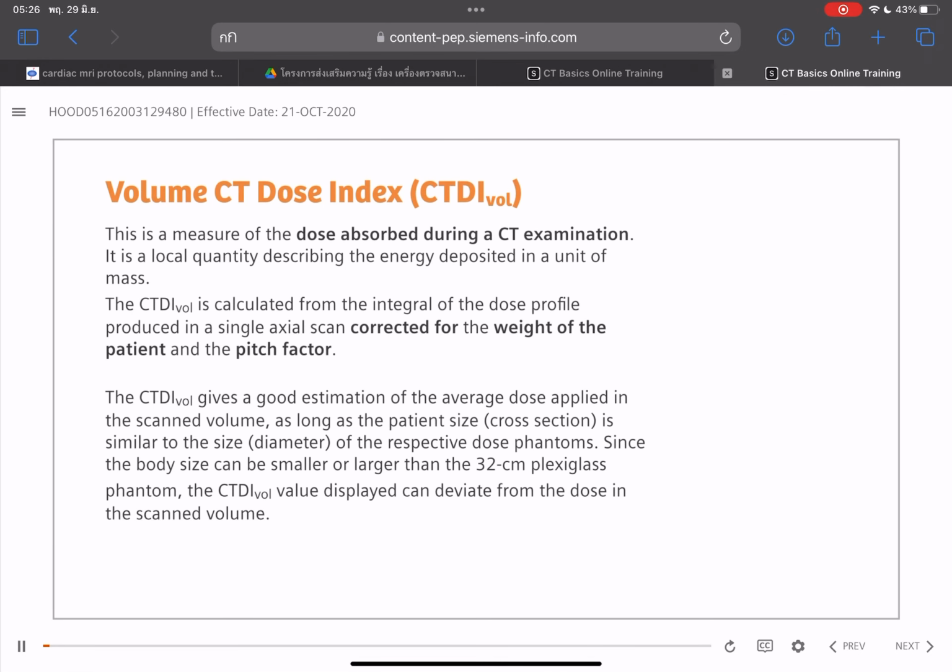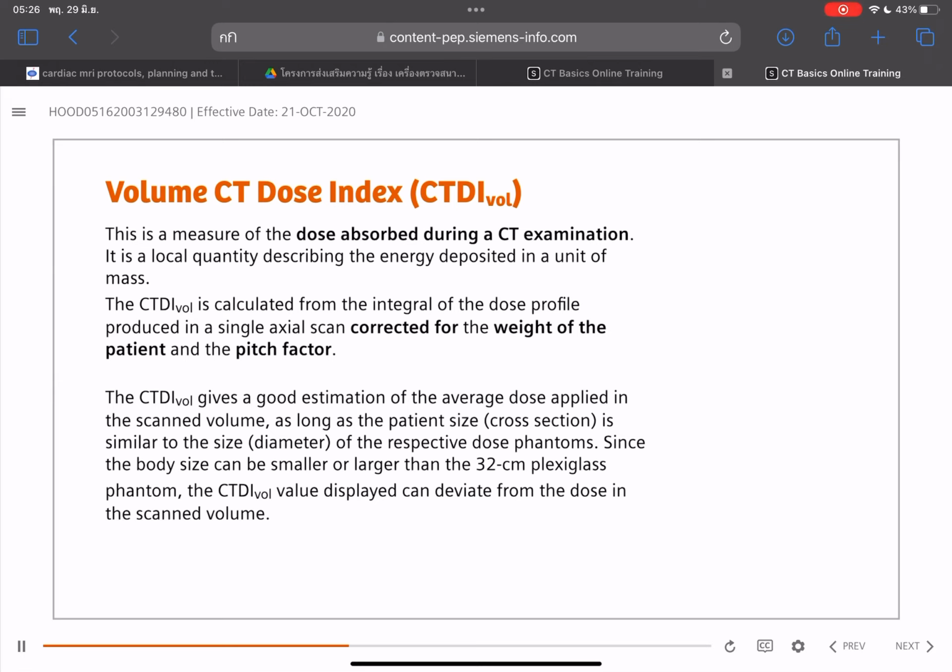The CT-DI volume is a measure of the dose absorbed during a CT examination. It is a local quantity describing the energy deposited in a unit of mass. The CT-DI volume is calculated from the integral of the dose profile produced in a single axial scan, corrected for the weight of the patient and the pitch factor.